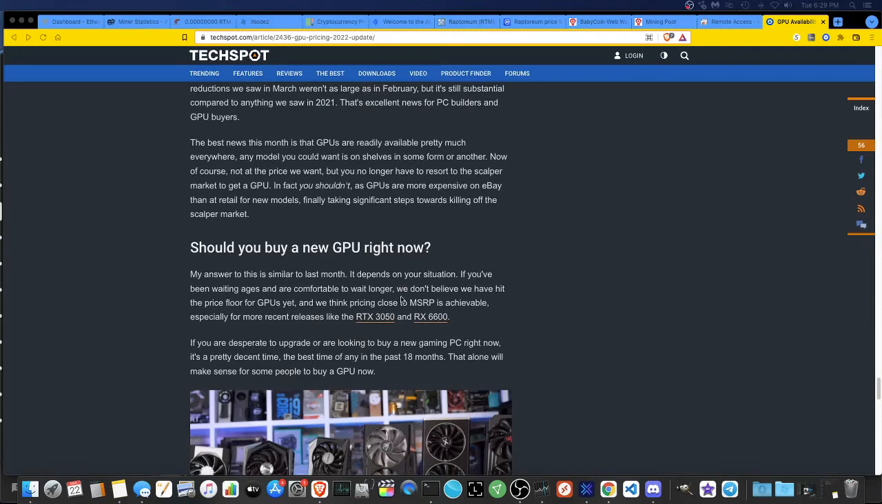My answer to this is similar to last month. It depends on your situation. If you've been waiting ages and are comfortable to wait longer, we don't believe we have hit the price floor for GPUs yet. Exactly. That's my point. Hold the line. Just wait. And we think pricing close to MSRP is achievable, especially for more recent releases like the 3050. I don't even want a 3050. Not even on the table. And the RX 6600. Maybe the 6600 XT. Maybe. If you are desperate to upgrade or are looking to buy a new gaming PC right now, no, man.